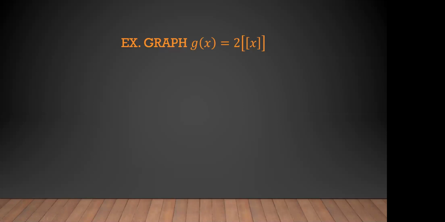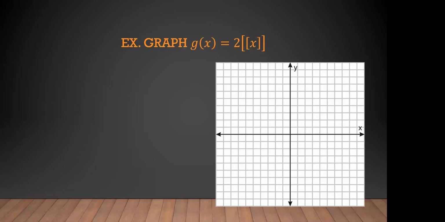So here it says to graph 2 times the step function of x. Sorry, there was no graph there, so I just had to add one real quick. So what we're going to do is set up a table of values and then graph those values to get a better idea of what this graph is going to look like.